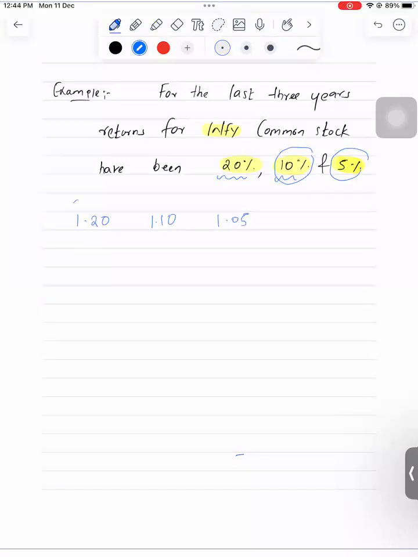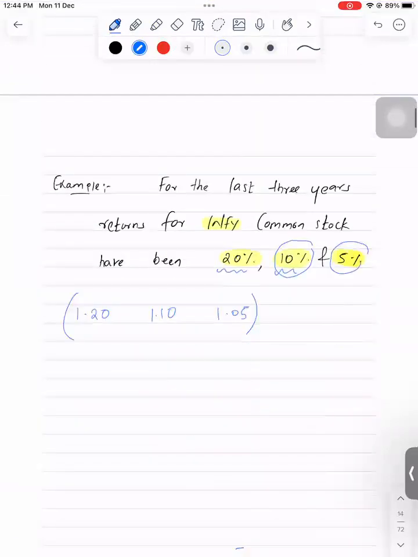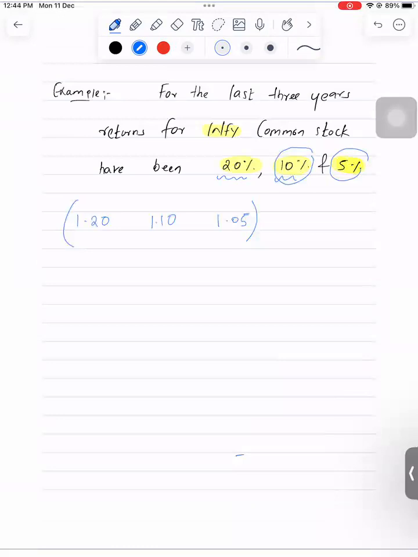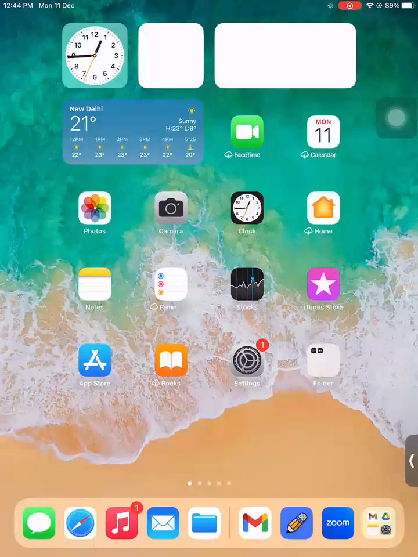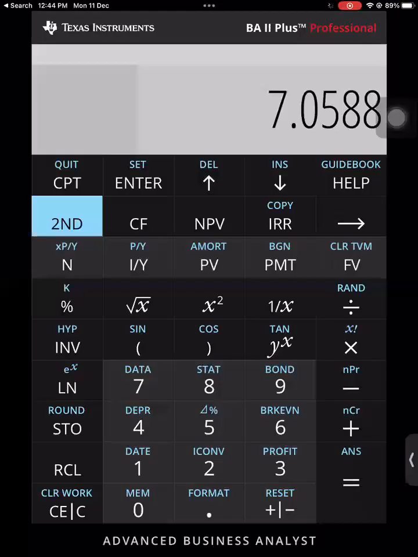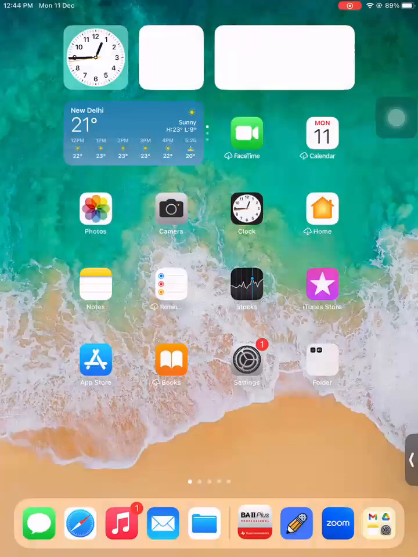Now, what you need to do is compound all three numbers. As I told you, the geometric mean takes into consideration the compounding effect. Compound means you need to multiply all three numbers: 1.20 into 1.10 into 1.05. So let me open the calculator and show you. 1.20 into 1.10 into 1.05. When you compound all three numbers, you will get the answer 1.386.